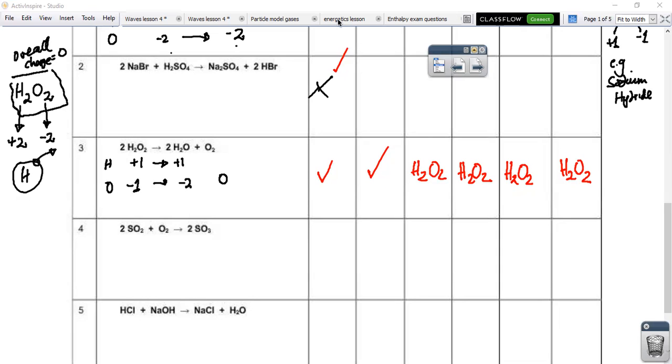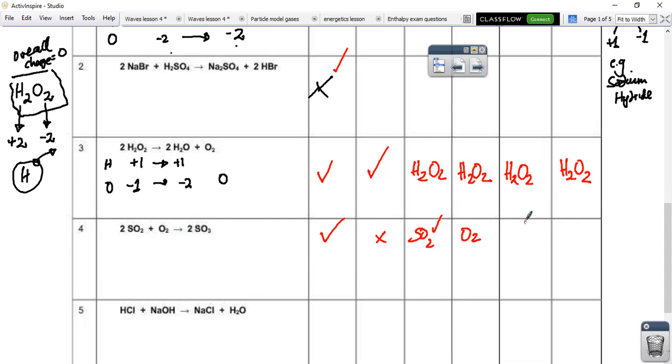Is this a redox reaction? Yeah, it's a redox. Very good. Should I just say disproportionation? I don't think so. Well done. Okay. And what is the species that's oxidized? The SO2. Spot on. And which is the species that's reduced? The O2. Good. Well done.